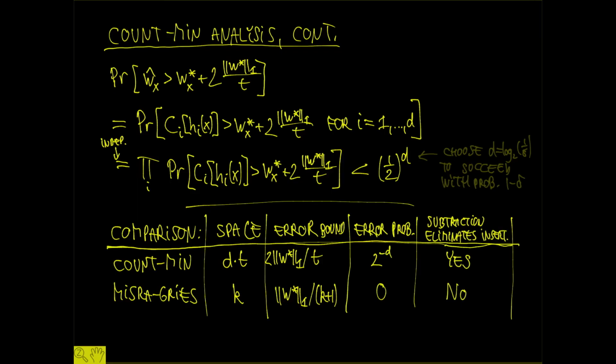But count min has an advantage. It allows subtraction, so you can basically eliminate the effect of an insertion. This is because it's a so-called linear sketch. Misra-Gries does support some kind of deletions, but the data structure deteriorates with the number of subtractions. So it's not a good data structure if you're going to have a lot of subtractions.